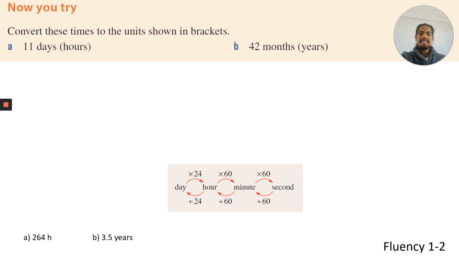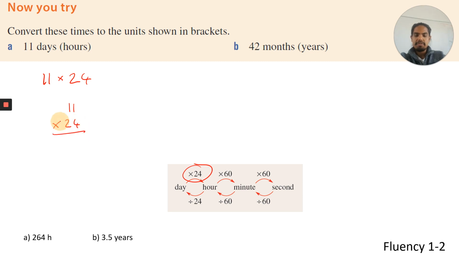So if we need to convert days into hours, right, we have 11 days. And what are we doing? Well, to go from days to hours, we need to multiply by 24. So we multiply 11 by 24. So we can set this up as a multiplication.